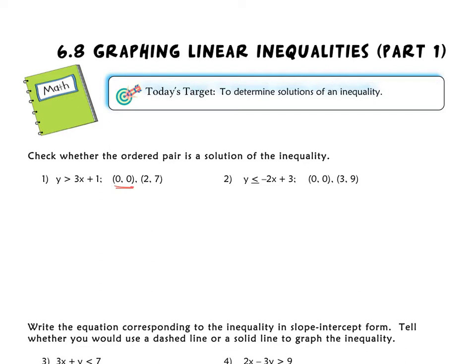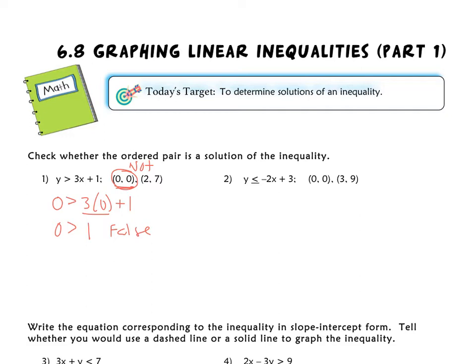We have 2 points that we have to test. If I start by plugging in 0 for y, and that's greater than 3 times 0 plus 1, I just have to simplify both the left and the right side. So 0 is greater than, well, 3 times 0 is 0, plus 1 is 1. Is 0 greater than 1? This is false, okay, which means that this is not a solution.